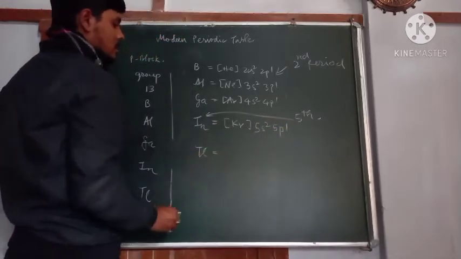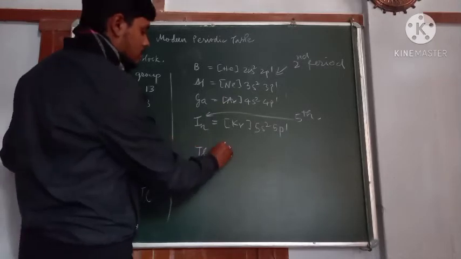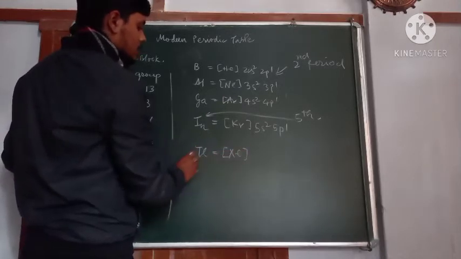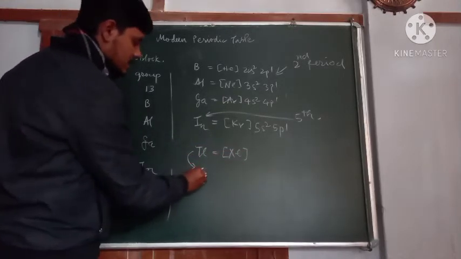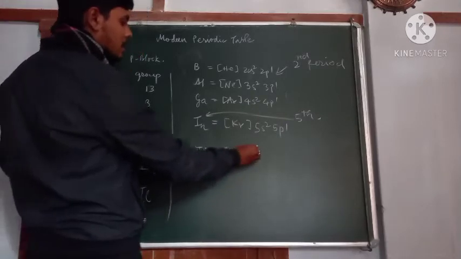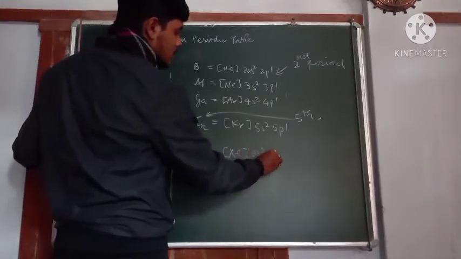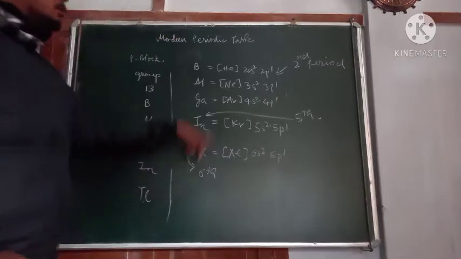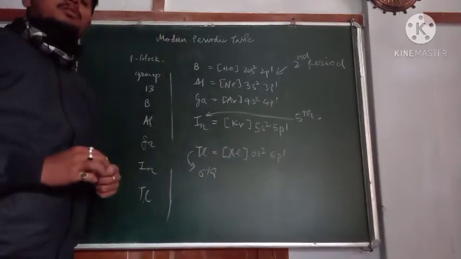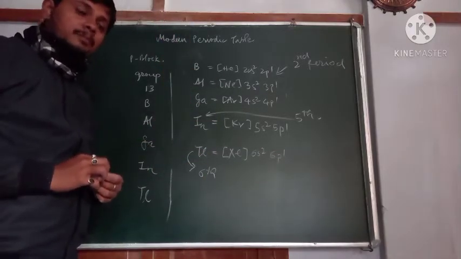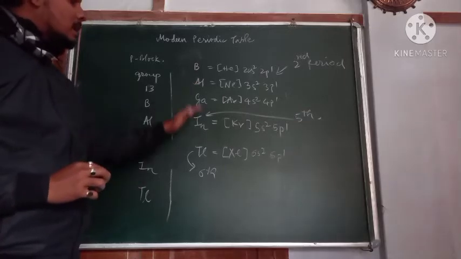What comes below krypton? Xenon. Thallium is present in the 6th period. That means we will get 6s2 6p1. So in this way we write the electronic configurations. Okay, so boron, aluminium, gallium, indium, thallium.